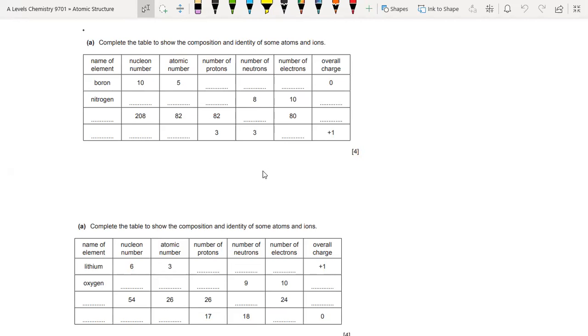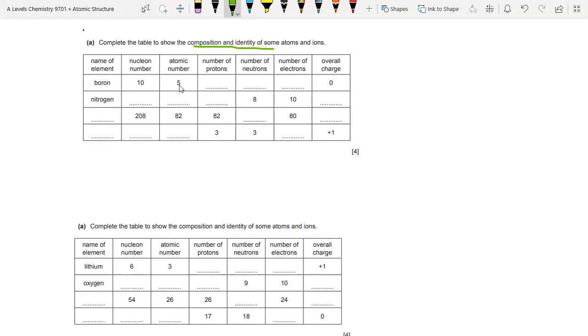First of all, we will discuss some previous chapter questions, according to the atomic structure. Question number 1 is: complete the table to show the composition and identity of some atoms and ions.